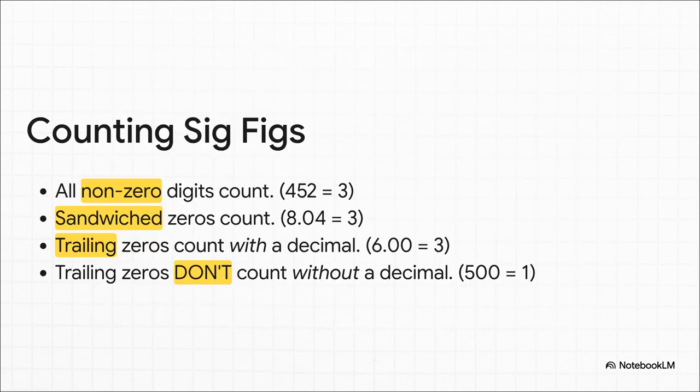Okay, so how do we know which digits are the significant ones, the ones that count? Here are the quick and dirty rules. First, any number that isn't a zero always counts. Easy. Zeros that are sandwiched between other numbers, they always count too. Zeros at the very end, well, they only count if there's a decimal point somewhere in the number. That's why 6.00 has 3 significant figures, but a number like 500 only has 1.